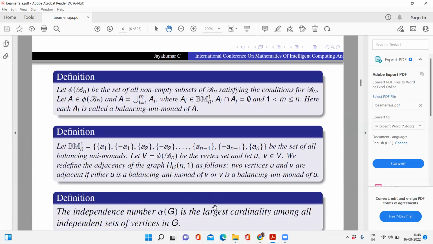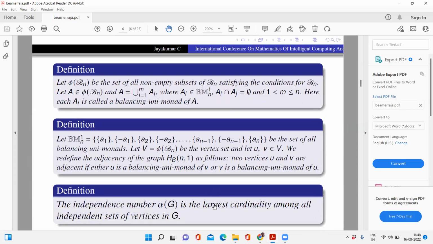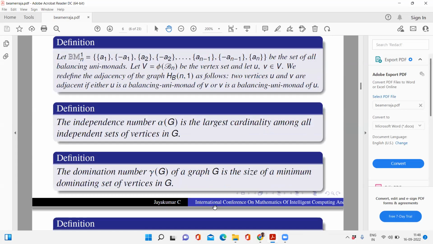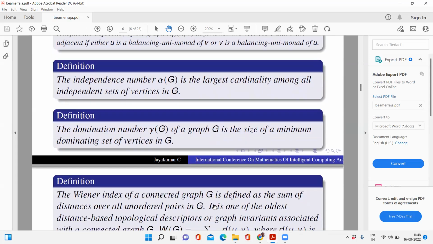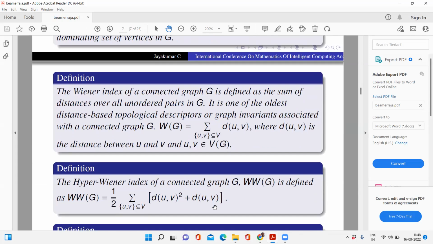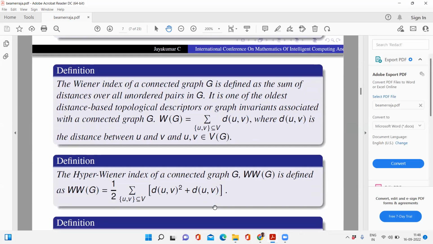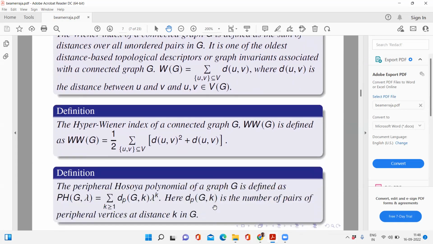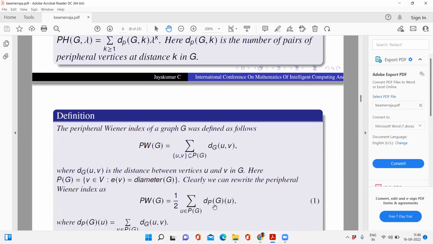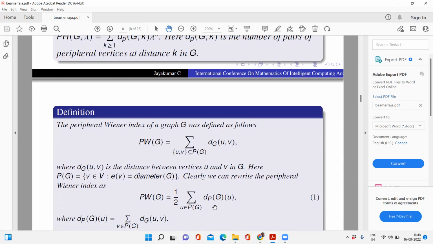And the next two definitions are used in the theorems that follow. And then the definitions of independence number and domination number are also given here. Then we define the Wiener index, hyper-Wiener index, peripheral Hosoya polynomial, and the peripheral Wiener index of the graph. These definitions are used to find the corresponding topological indices of our graph HBN1.